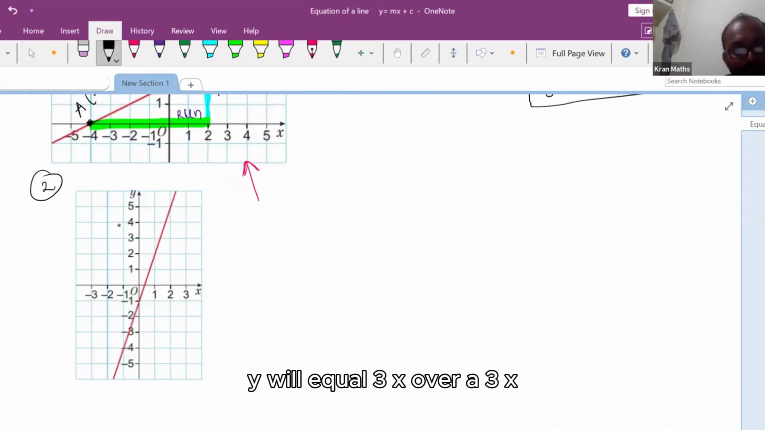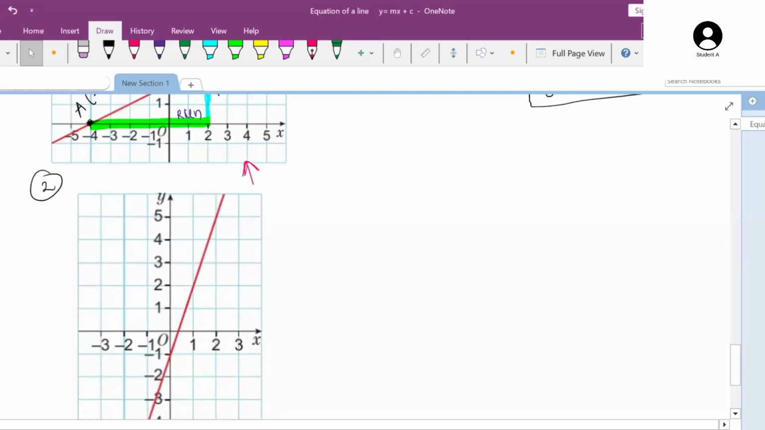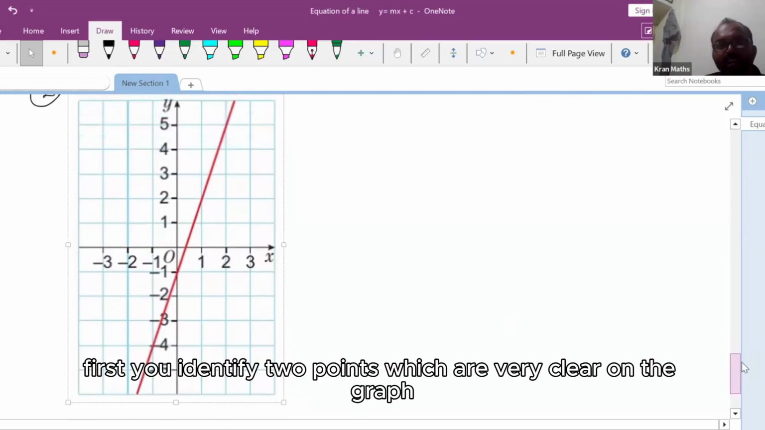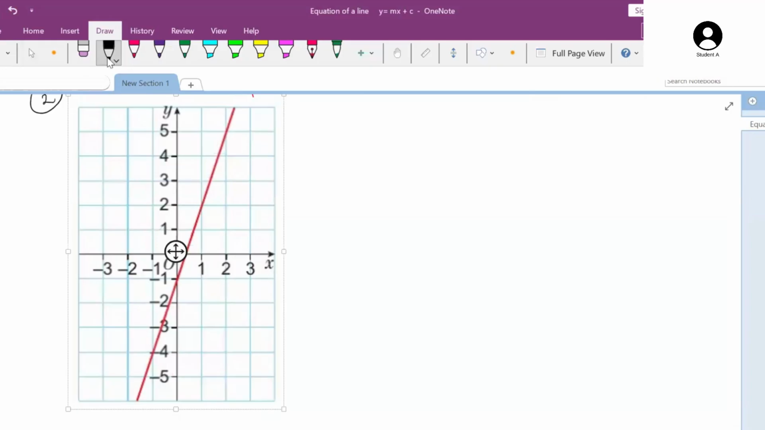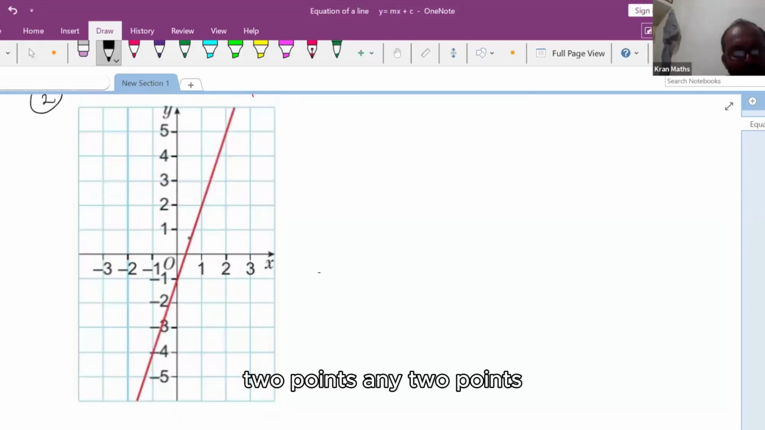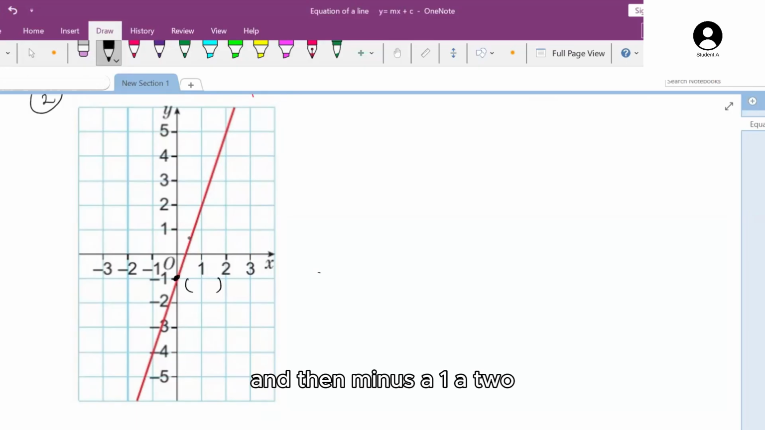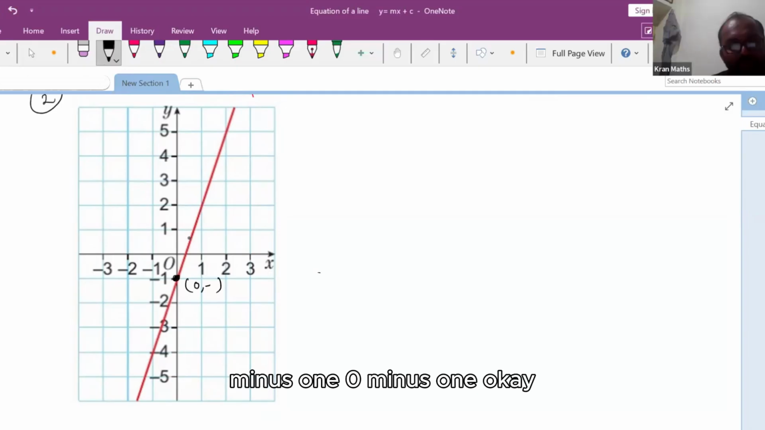For question number 2, y will equal 3x over 3x minus 1. For that, first you identify 2 points which are very clear on the graph. Any 2 points. Shall I take this point? This seems to be very clear. This point is on the y-axis, its coordinates are 0, minus 1.